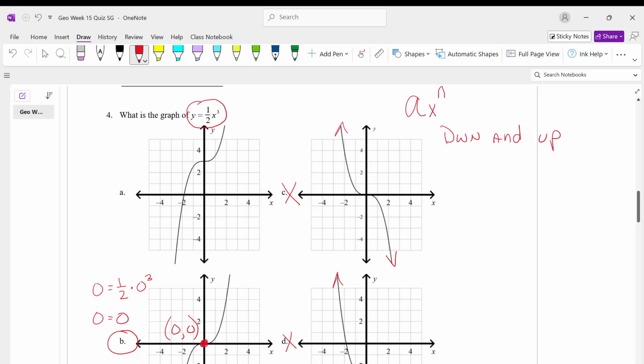Does that make sense to everybody? Just pick a distinct point. Once you narrow the graph down to 2, pick a distinct point on the graph and see if the x and y satisfy the equation. If they do, then that's the correct graph. If they don't, then it's not.